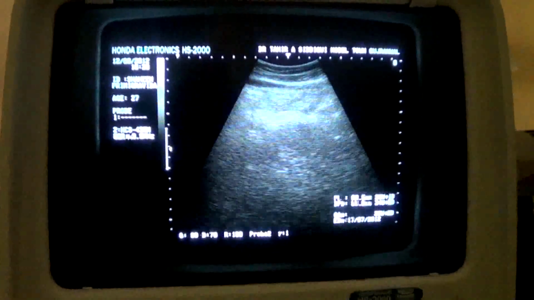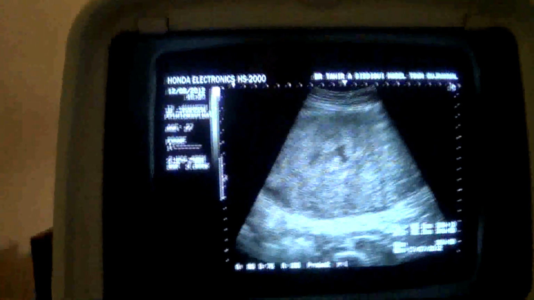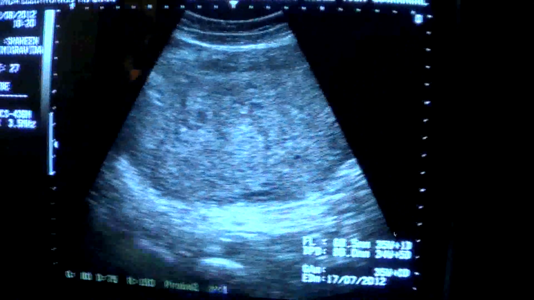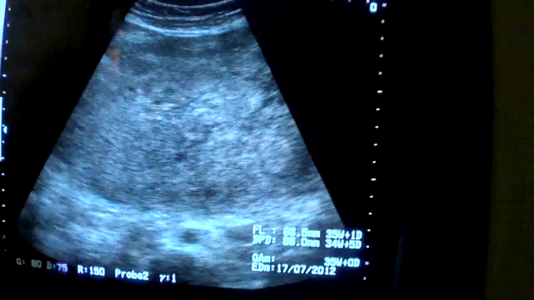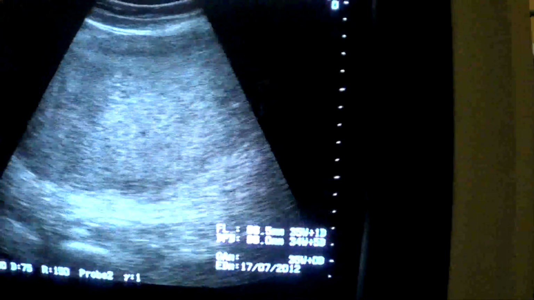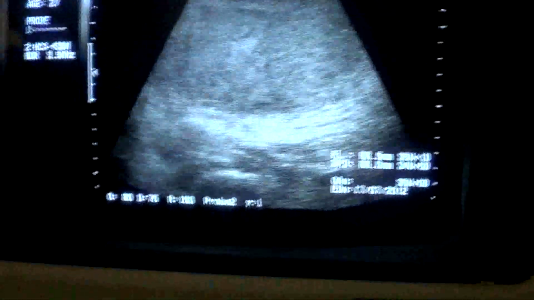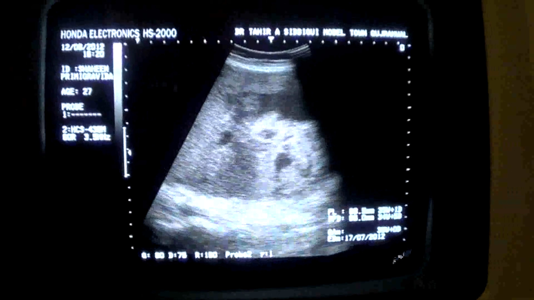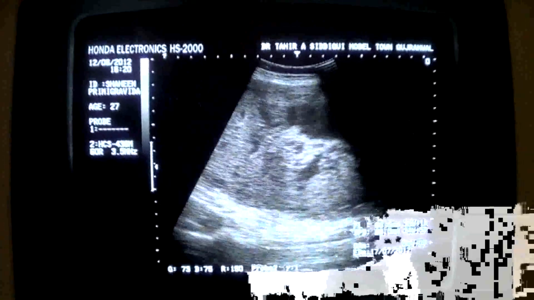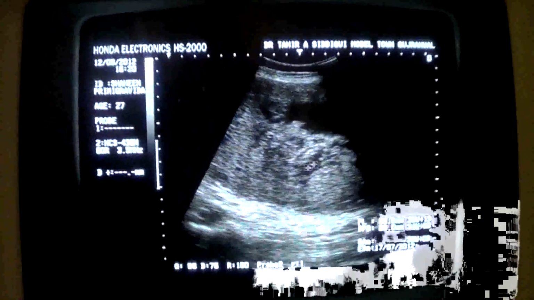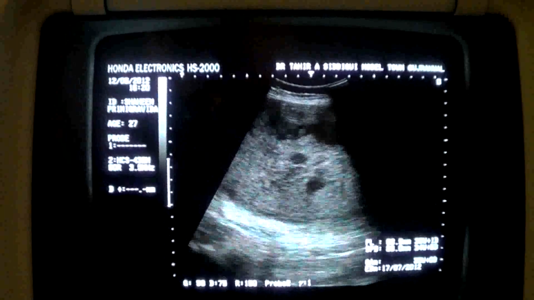Now this is the placenta, which is grade 3. You can see placental lakes. This is the amniotic fluid around. These are the placental lakes.